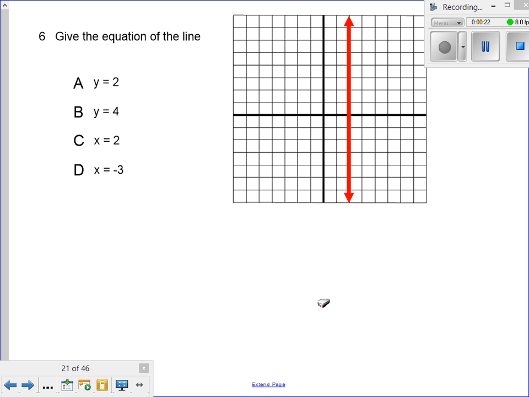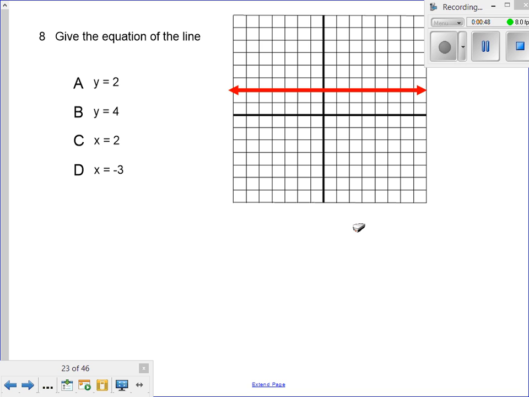So if we look at this particular question, we have a vertical line going through x equals 2, which means this line's equation is x equals 2. We also have horizontal lines. As a reminder, a horizontal line, this is going through the point on the y-axis of 4. So that would be the line y equals 4.